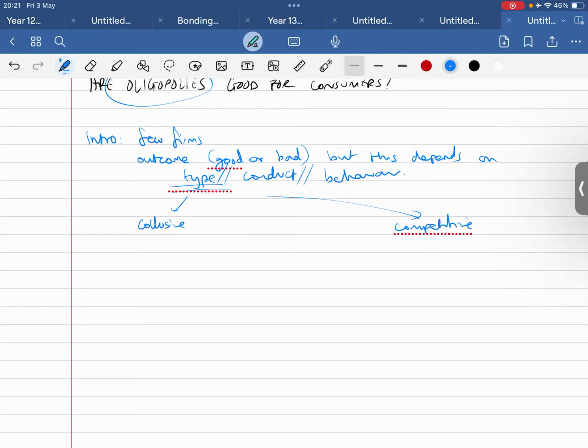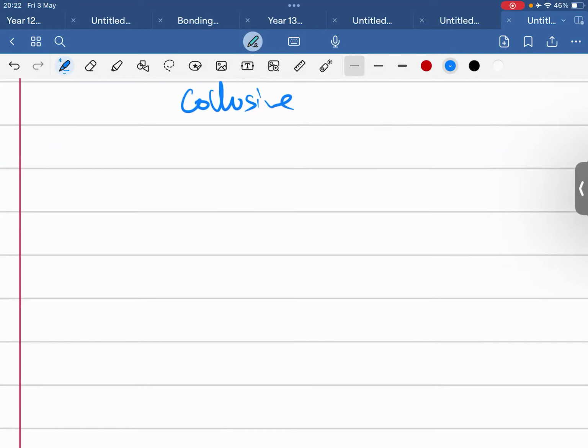So this can be in your introduction or as part of one of the two paragraphs, more applicable to the collusive part, and also useful for 15 markers. It's good to give a reason for collusion to have a good chain of reasoning. The easiest way to explain why firms collude is because of game theory. You don't need to know the prisoner's dilemma model as part of the spec, but it's just a really good, easy model to know.